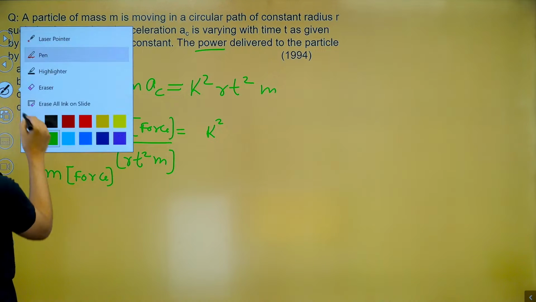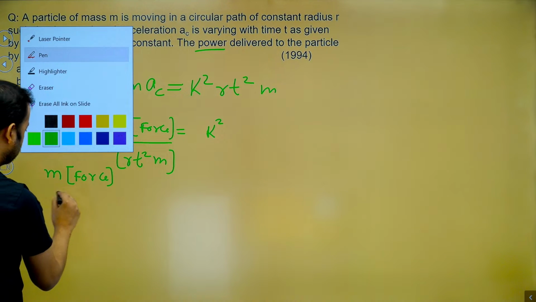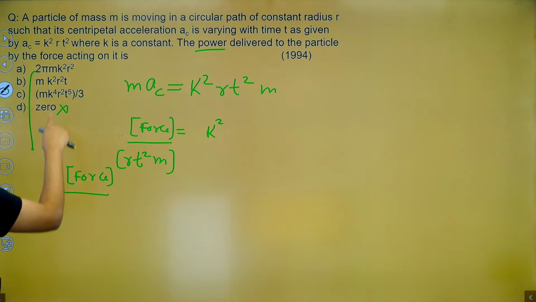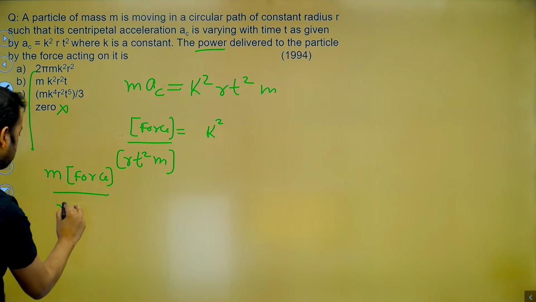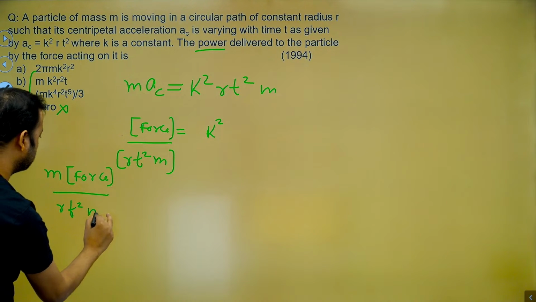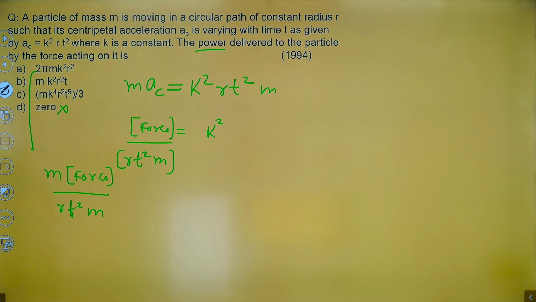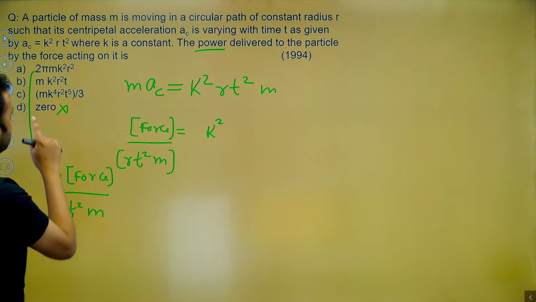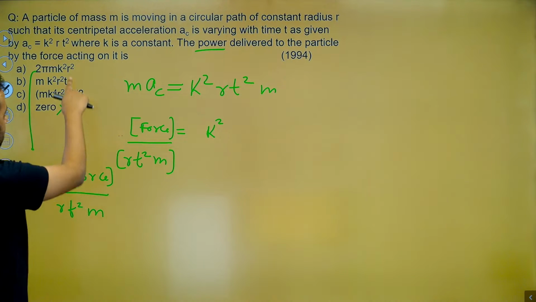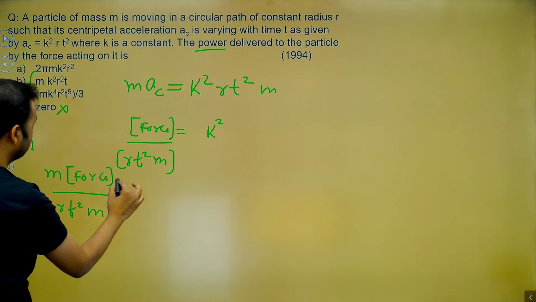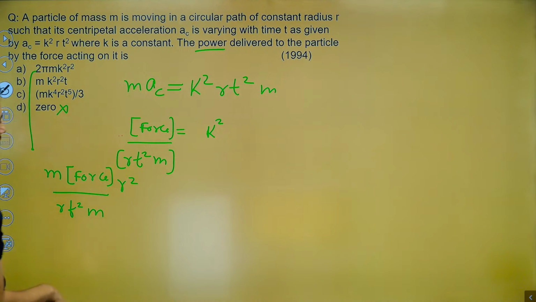So force upon r t square m. Okay, this is the dimension of k square, and I will also have to multiply by r square. So this is the term that I get.